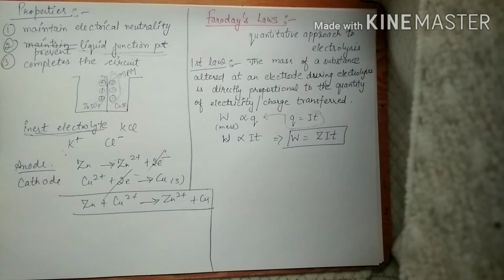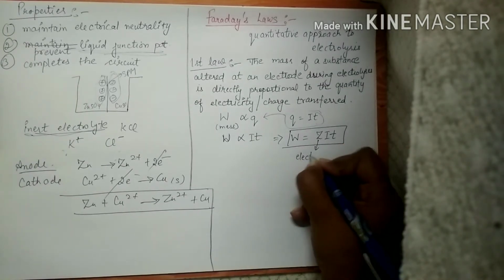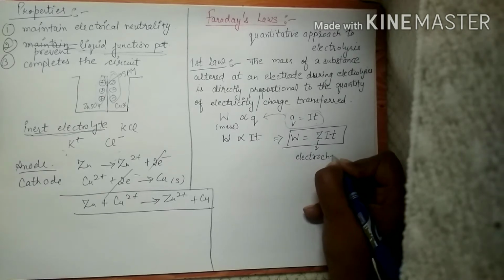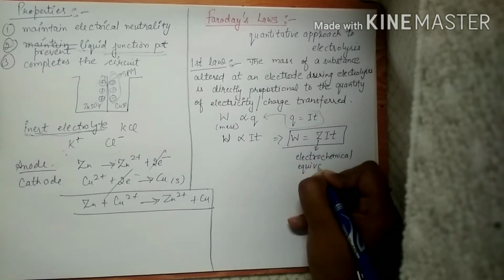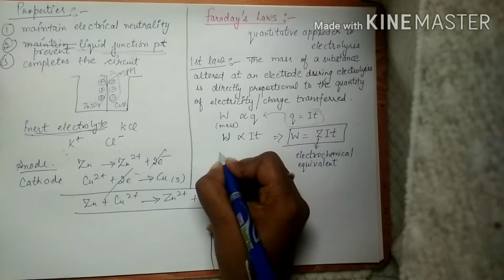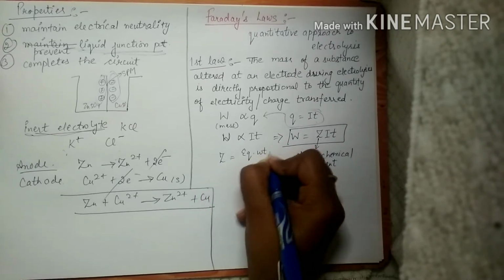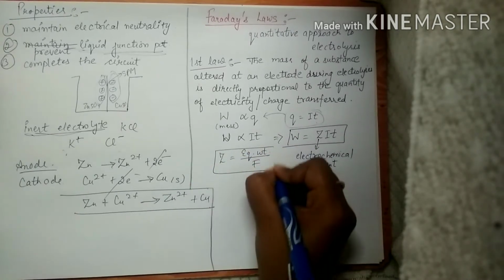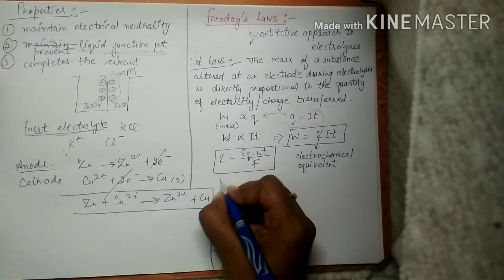Okay. Z is your electrochemical equivalent. And the formula for Z is equals to equivalent weight upon F. F is Faraday. So now the second law.